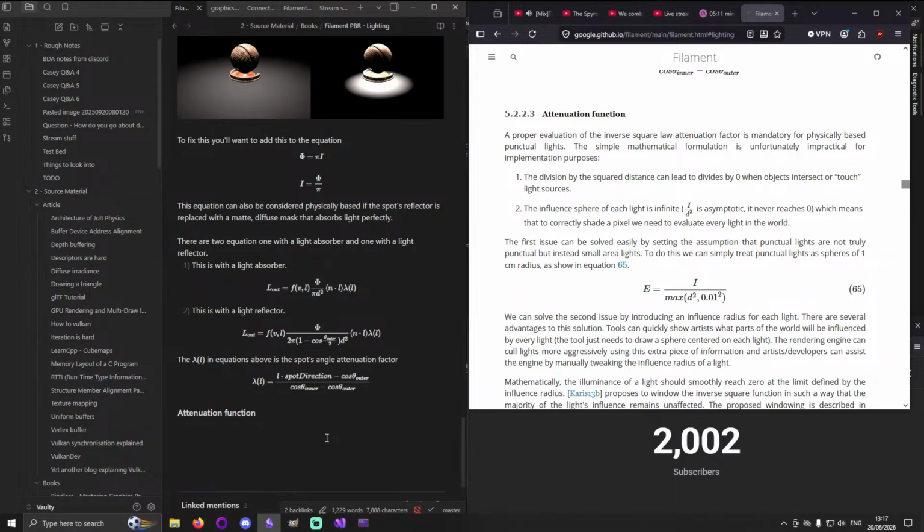Cool. Right, let's read this out loud and see how fast we can get a spotlight and start to make this scene really pop, with gameplay and stuff. So, attenuation: a proper evaluation of the inverse square attenuation factor is mandatory for physically based punctual lights.